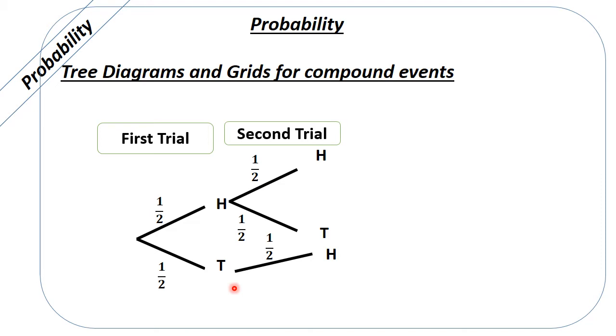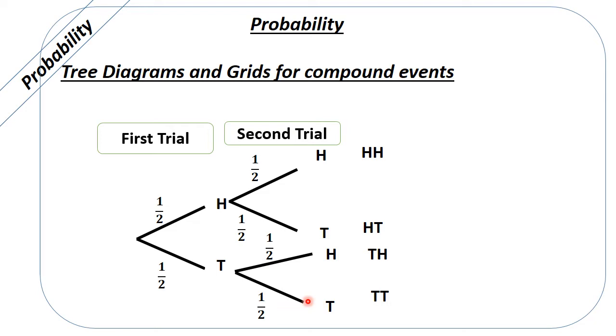What about the probability of getting a tail? The probability of getting a tail is still 1 over 2. So this is a tree diagram. If you do two trials, the probability of getting a head in the first trial and a head in the second, you can write it as head head. Then the probability of getting a head in the first and a tail in the second, you can write it as head tail. Then the probability of getting a tail in the first and head in the second, you can call it tail head, and the probability of getting tail tail is tail tail.